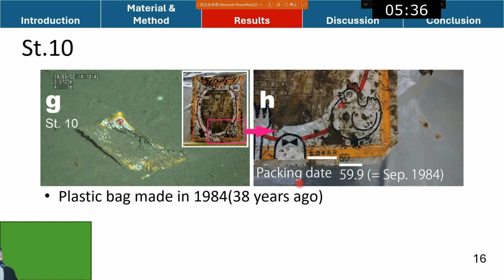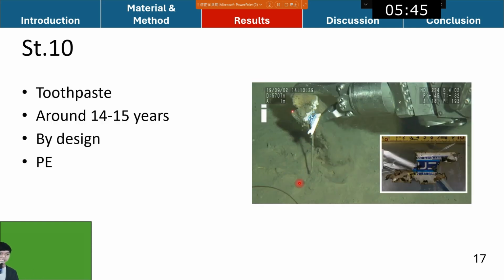And at the same time, we collected a plastic bag made in 1984. It means it had been made 38 years ago. And at another site, we also got a toothpaste tube, and it had been made around 14 to 15 years ago according to its design.